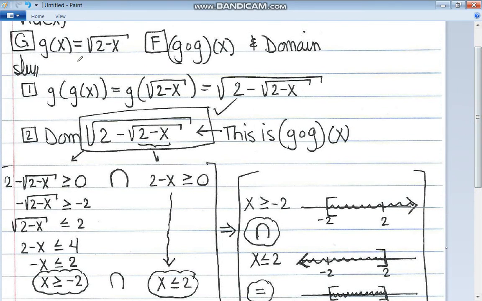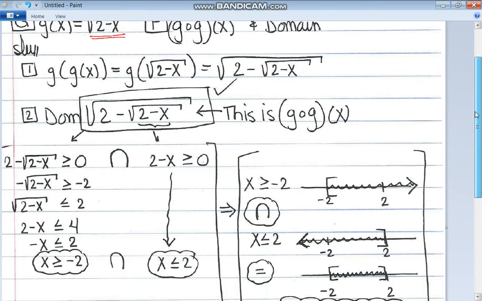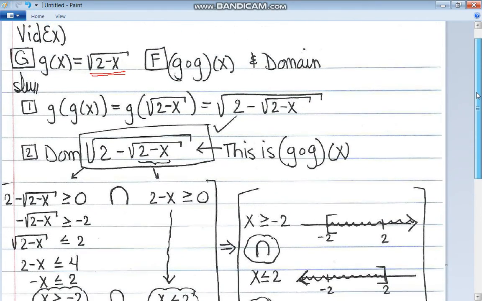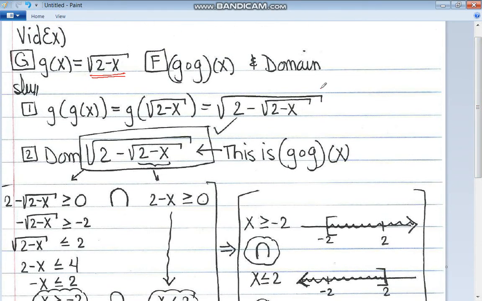Now, using the same definition, evaluate g for the value square root of 2 minus x. You get a big square root, using this definition, of 2 minus the little square root of 2 minus x. Step 2, find the domain of this formula. It's the formula for g composite g, right? We should actually put a box around this because this is the answer for g composite g of x. And we forgot to box it.